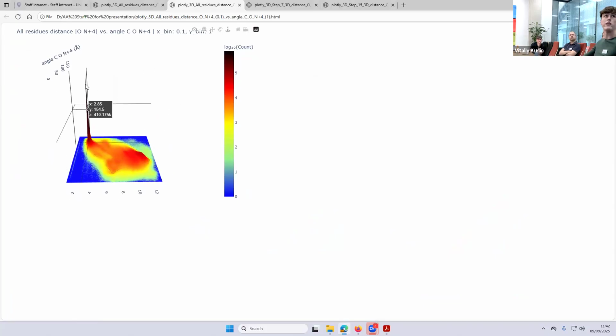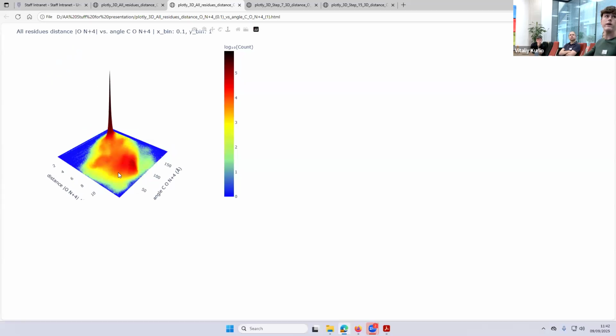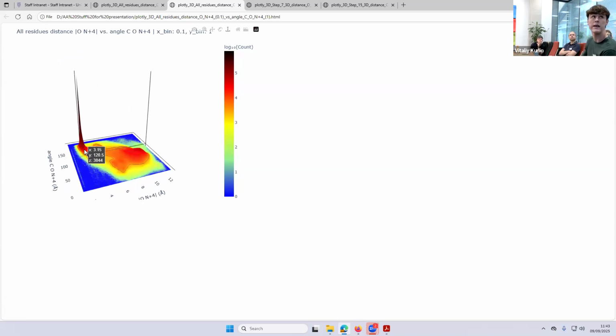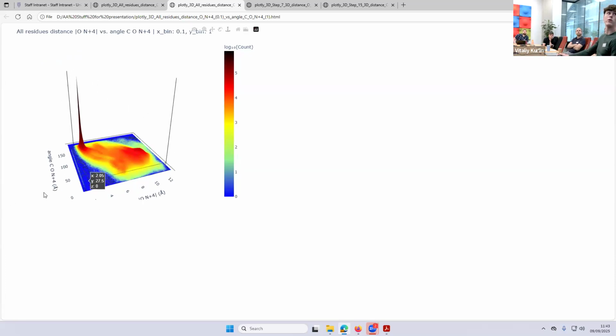What we see is quite a large peak of low distance between the O and N atoms and an angle of about 155 degrees. Now this large peak is likely because alpha helices are quite common and they form hydrogen bonds in the step 4 space.